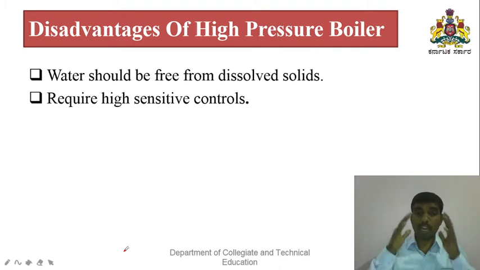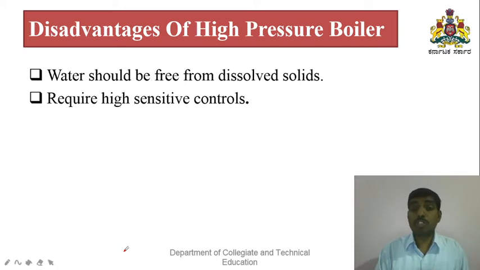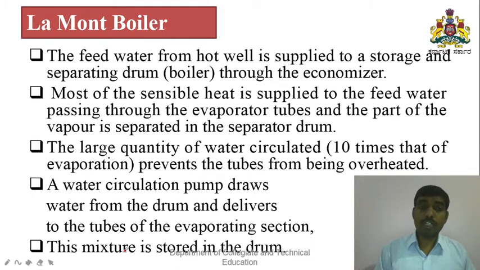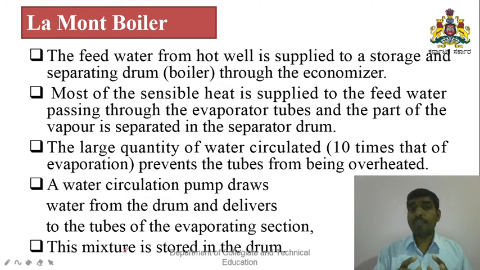We have to keep an eye on operating this high pressure boiler, or else it will lead to explosion. Explosion is possible. So for that purpose, we have to operate this boiler with sensitive control. That is one main disadvantage of this boiler. So let's take the Lamont boiler. This is one type of high pressure boiler.